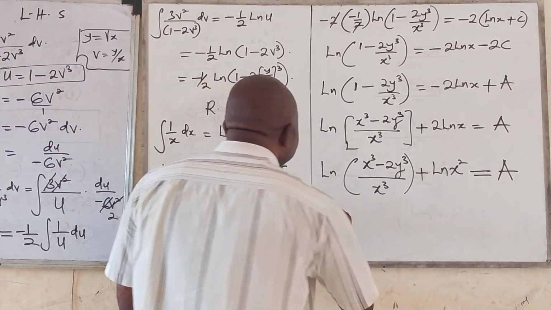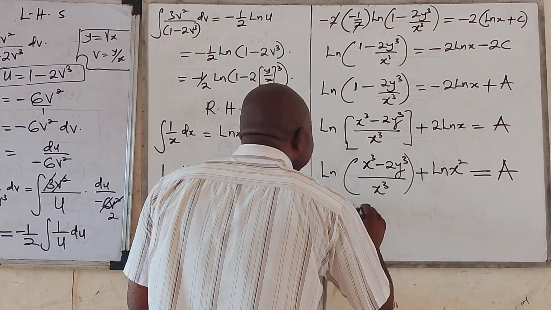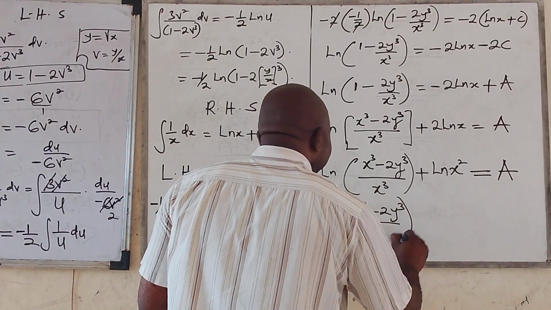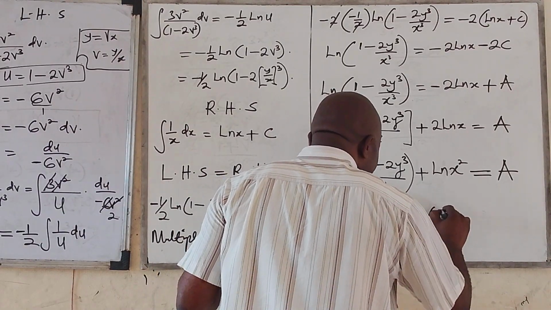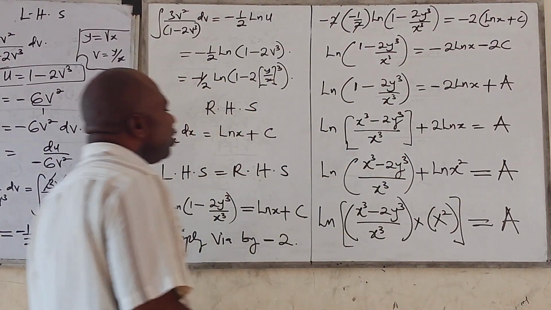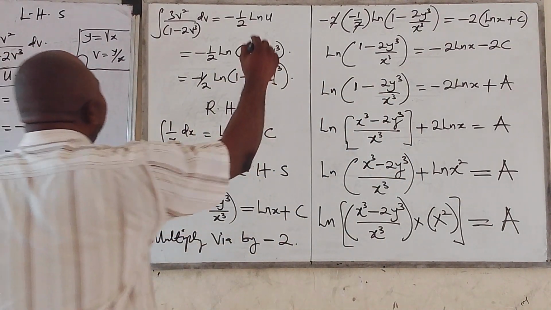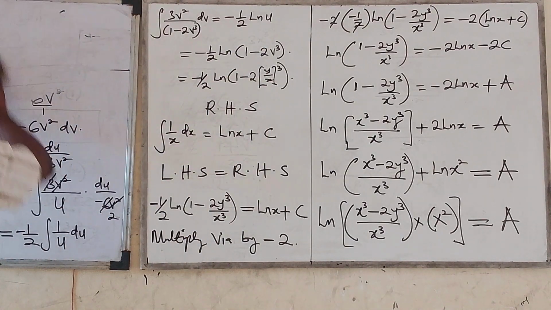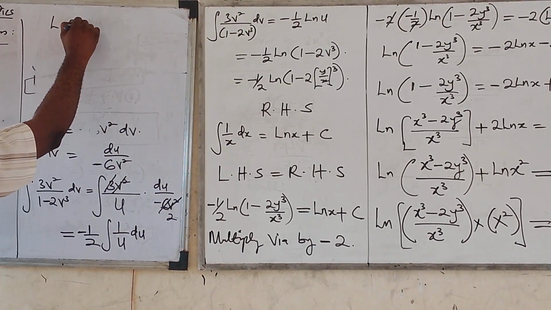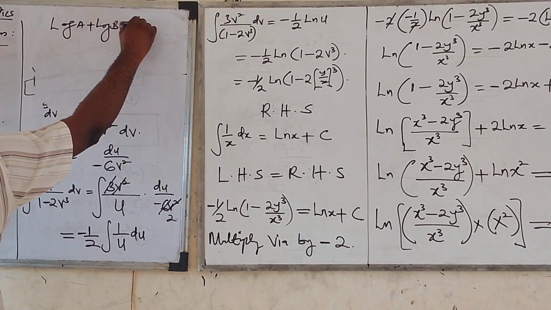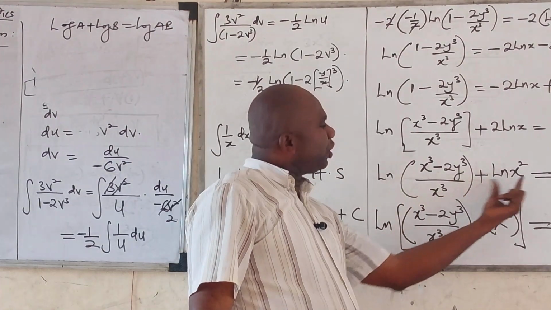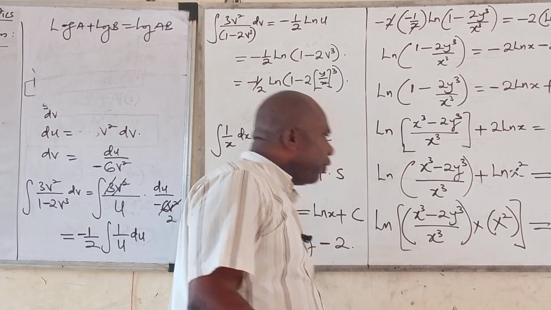Here we have ln of (x raised to the power of 3 minus 2y raised to the power of 3) all over x raised to the power of 3 times x squared, and x squared is equal to a. Yes, it's equal to a, because we said log A plus log B is the same thing as log AB. So that's exactly what we apply there. Log this plus log this, you just multiply the values.